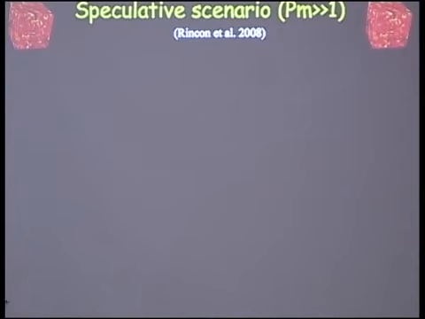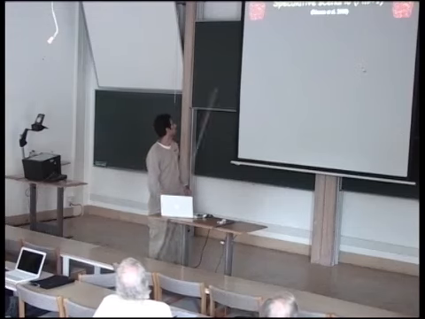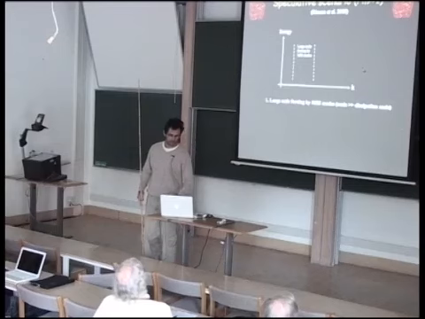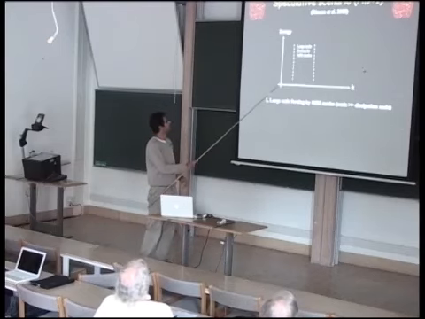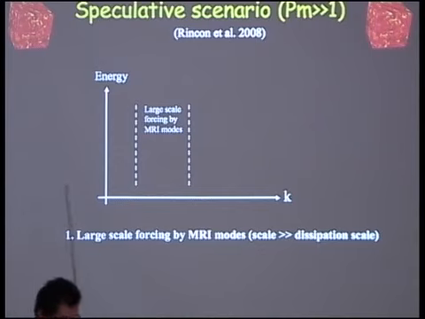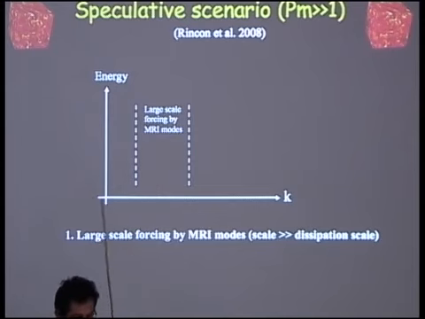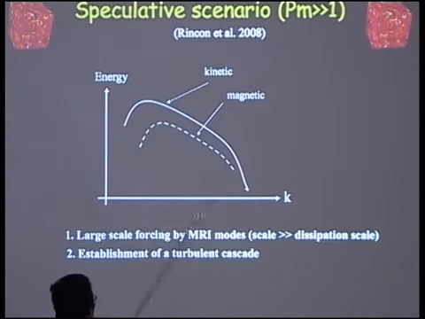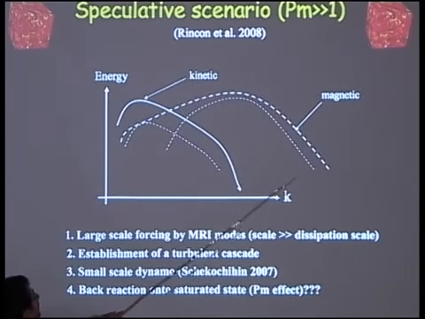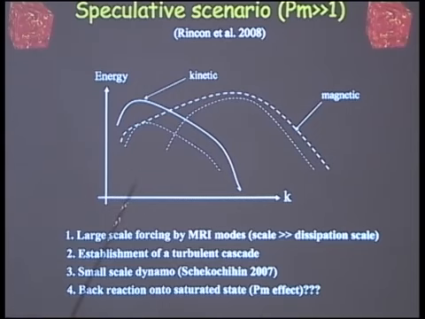So now let me mention a speculative scenario that may occur, at least in the large PM case, in MRI-driven turbulence. This has been suggested by François Rincon and collaborators. So what may happen? But this is something that has to be tested. First, you have large-scale forcing by the standard MRI linear modes. So it's confined to this region. It seems to be what we see in the simulation. So that establishes a turbulent cascade towards small scale. And then small-scale dynamo a la Tchekhovskoy kicks in and raises the magnetic field, which back-reacts on the saturated state. And that's how you get the PM effect.